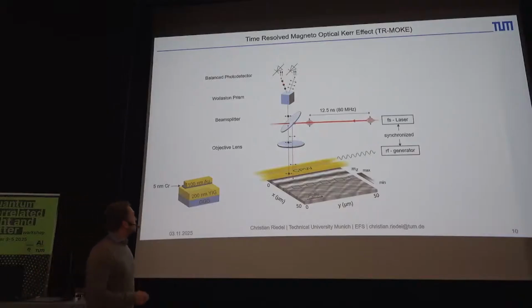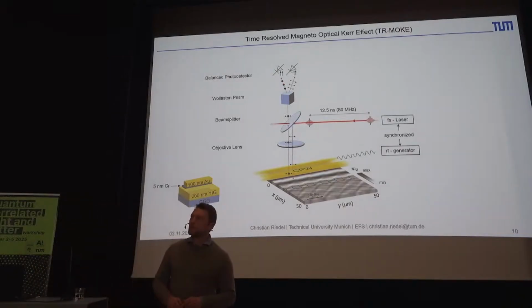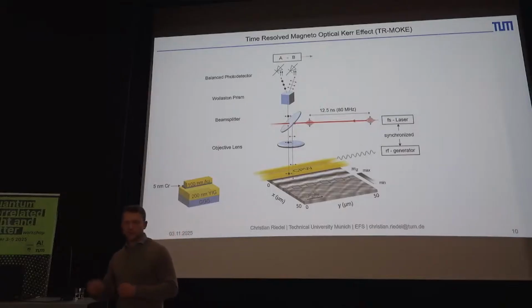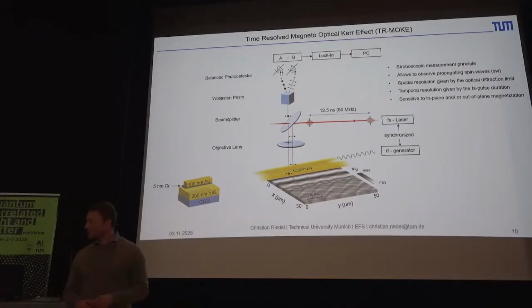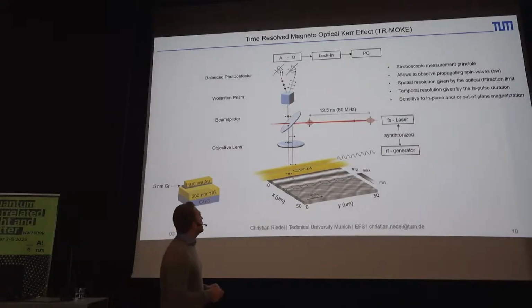And now we are using a balanced photodetector. This is for common mode rejection, for example, and we are building the differential signal from this, using a lock-in to enhance the signal-to-noise ratio a little bit. Of course, we need a computer to observe the signal.